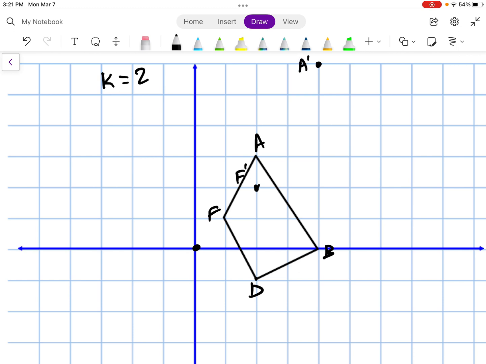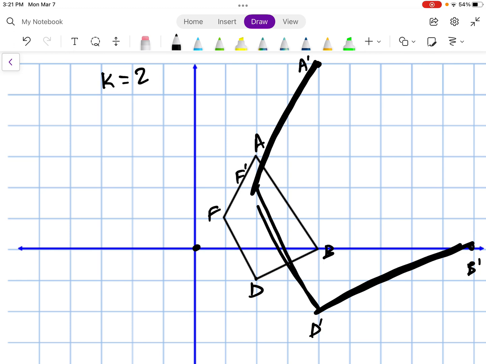Then to go to D is over 2 down 1, so I'm going to go over 4 and down 2. And then to B it's over 4, so I'm going to go over 8. All the way over there. And again, we know what's going to happen. I have the same shape, right? I've got the same shape. It's just enlarged by a factor of 2. Let me look at it. Sorry, that wasn't very straight.